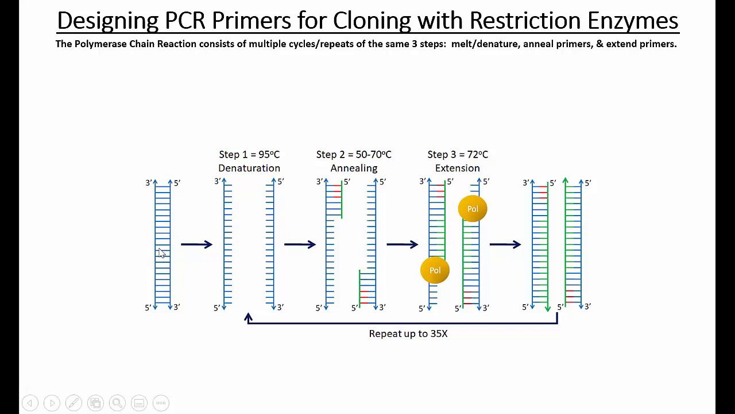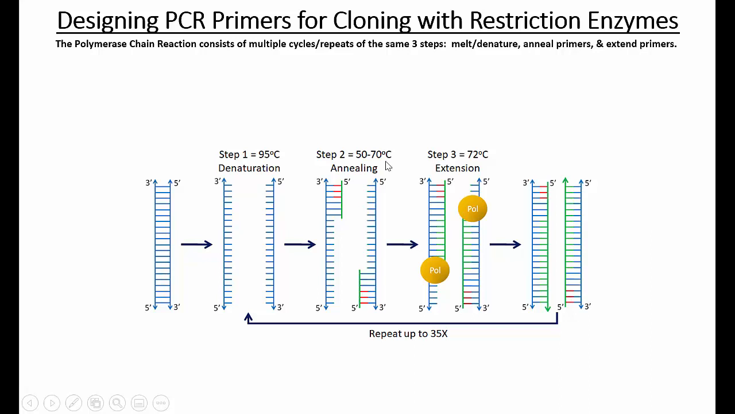What you're going to do is first heat the solution to a very high temperature, something like 95, 98 degrees Celsius, almost boiling. And what that's going to do is melt apart the double-strand DNA into single strands. And so once you have those single strands, what you can do is slowly cool the solution to this range right here, around 50 to 70 degrees Celsius.